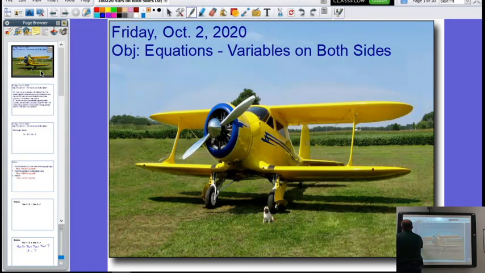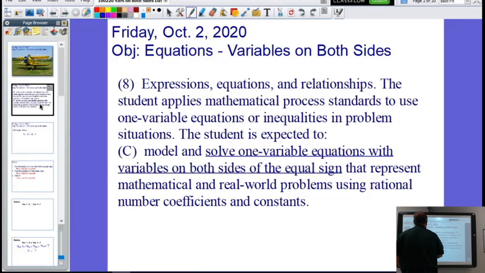So the first thing we've got to remember, the reason why we're doing all of this, is because the state of Texas says that we need to model and solve one variable equations with variables on both sides of the equal sign. And we've got to do it with mathematical and real-world problems using rational number coefficients. And that's kind of the crux of everything. It doesn't matter what type of numbers you have, you've got to be able to work those problems.